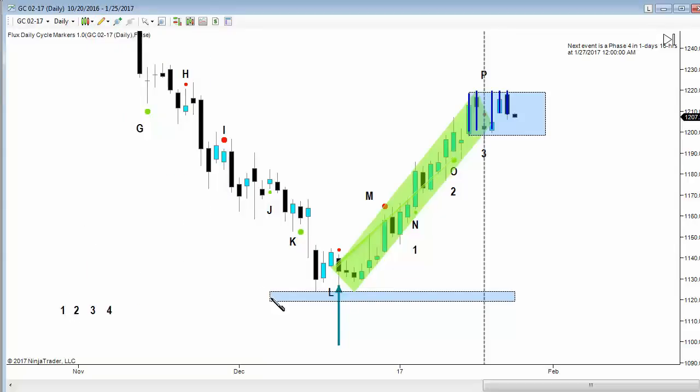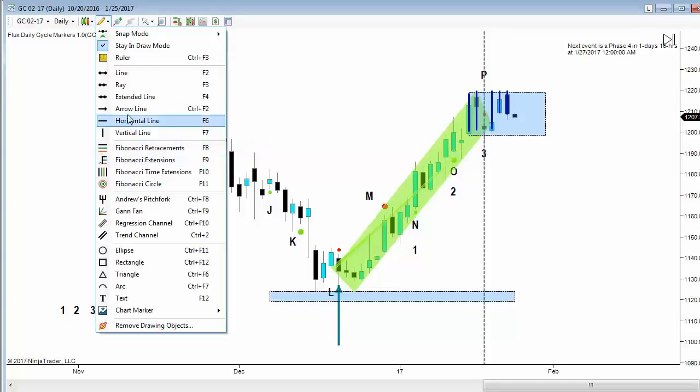So for example, this little green dot is a phase 1. This large green dot is a phase 2. This little red dot is a phase 3. So everywhere you see a little red dot is a phase 3. Everywhere you see a large red dot is a phase 4. Everywhere you see a little green dot is a phase 1. Everywhere you see a large green dot is phase 2. So those 4 cycles just repeat.